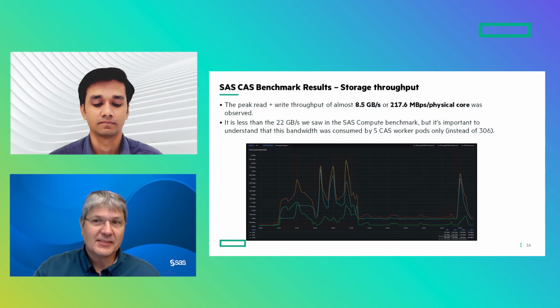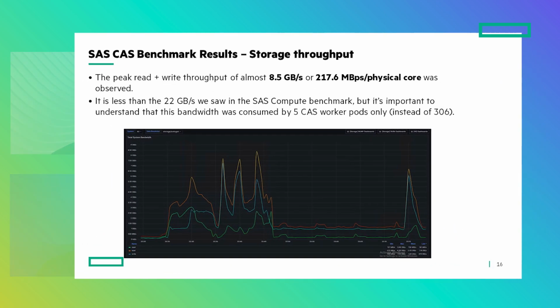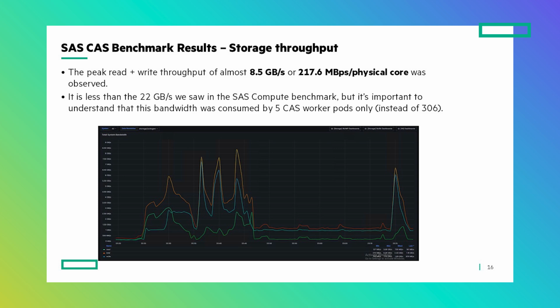Okay, so this means that the I/O from the underlying storage becomes even more crucial, isn't it? Yeah, absolutely. And here you see how it performs. The system was initially busy uploading the source data and then immediately swapping it out to the disk-based cache. The peak throughput that we observed in that phase was almost 8.5 gig per second, which is about 217 megabytes per second per core. And you have to see that this bandwidth was consumed by just five CAS worker pods, as opposed to the 306 compute sessions that we had in the previous compute benchmark. Superb, I see that.